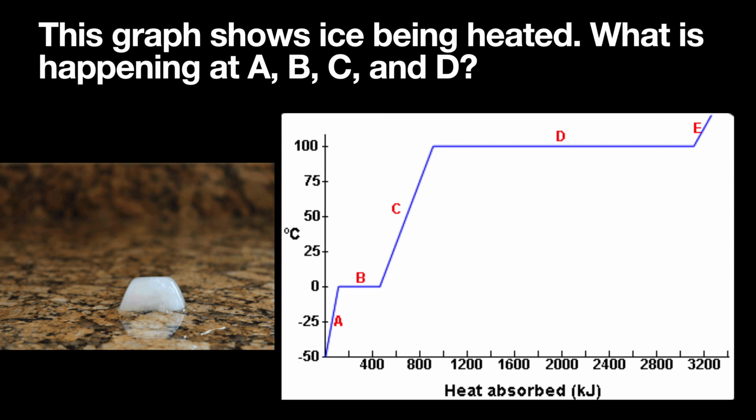So, at A, we can see that ice absorbs the thermal energy, similar to what we can see in this animation here, and thermal energy is converted into the kinetic energy of the molecules. This causes the particles to move more quickly.